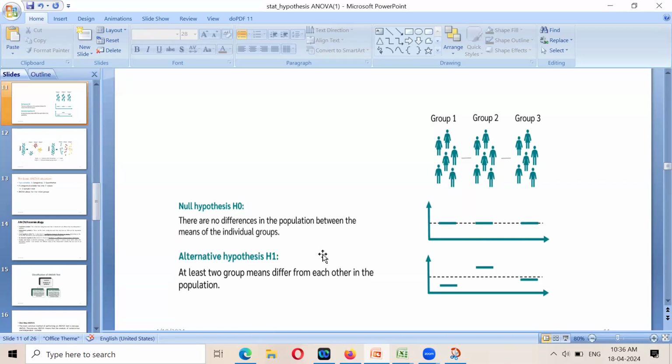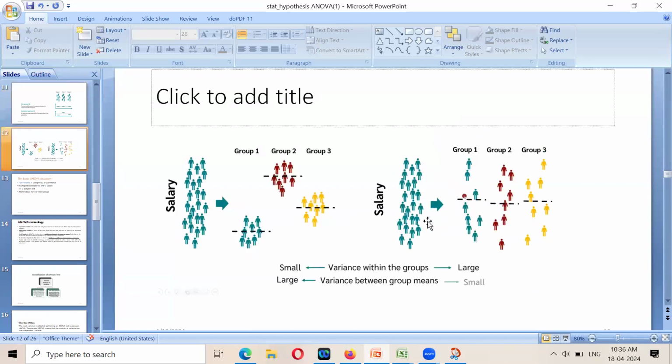Along with this, we also put the alternative hypothesis: at least two group means differ from each other in the population. So we can see in the last figure that the means of the three groups are not on one line. They are placed at different locations. That is the alternative hypothesis.